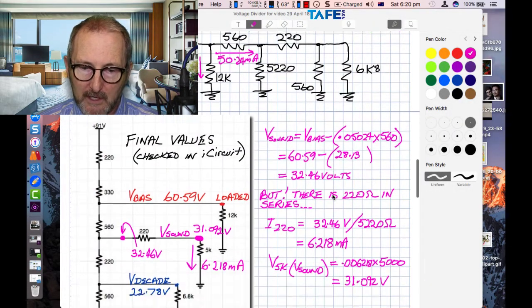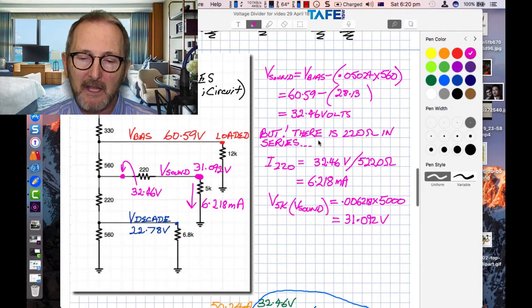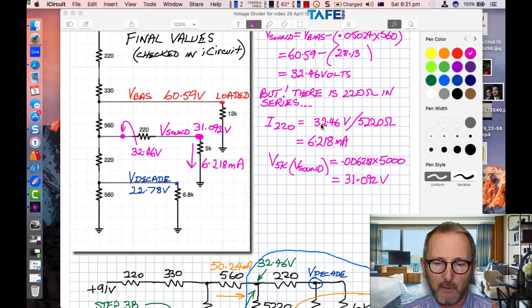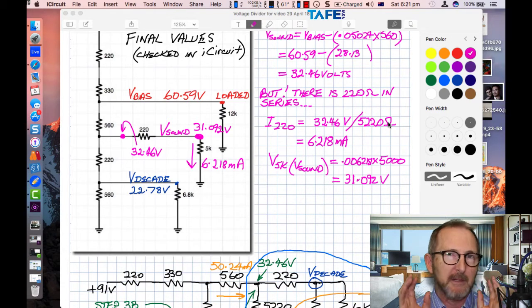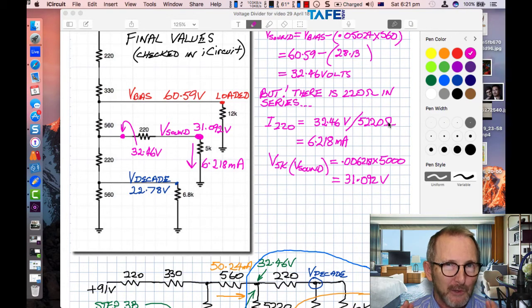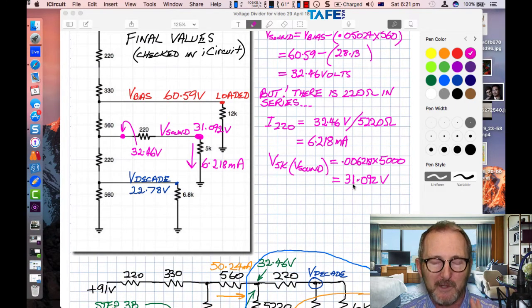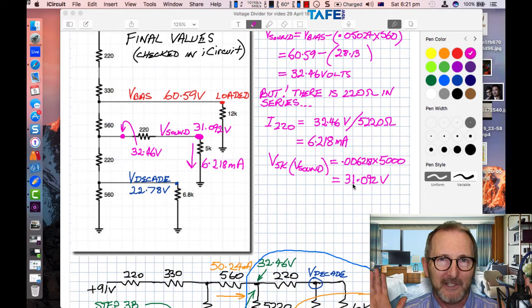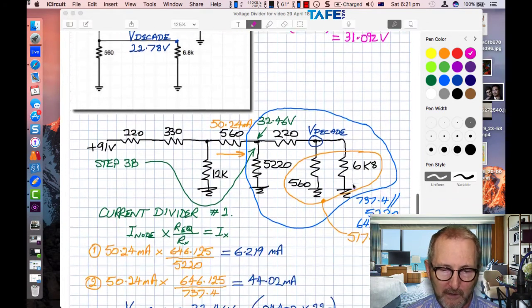All right, so hence I've got here, but there's a 220 ohm in series. I220 equals 32.46 volts divided by the 5220. That's going to be the 5,000 ohm resistor plus the 220 in series to get 6.2 milliamps. Multiply that by the 5,000 ohm resistor and it tells me straight away 31.09 volts across it. And yay team, that's exactly what we got. So we're on the ball, we're on the track.